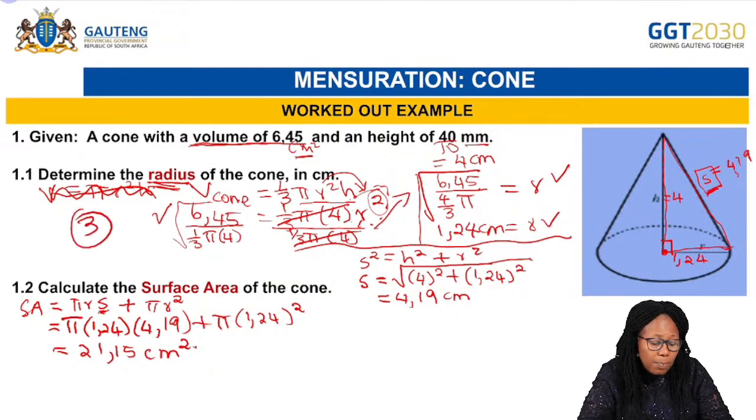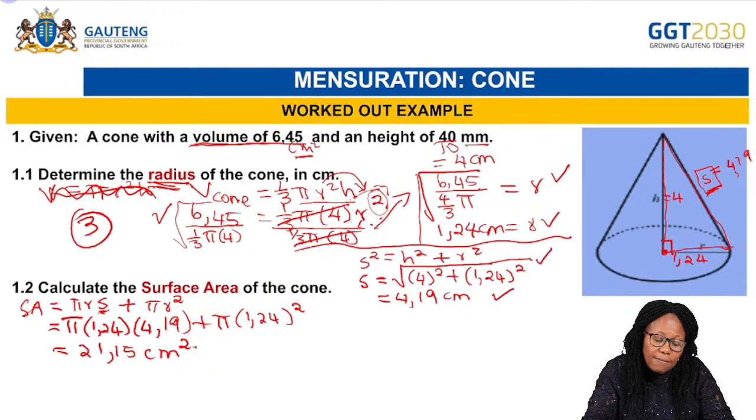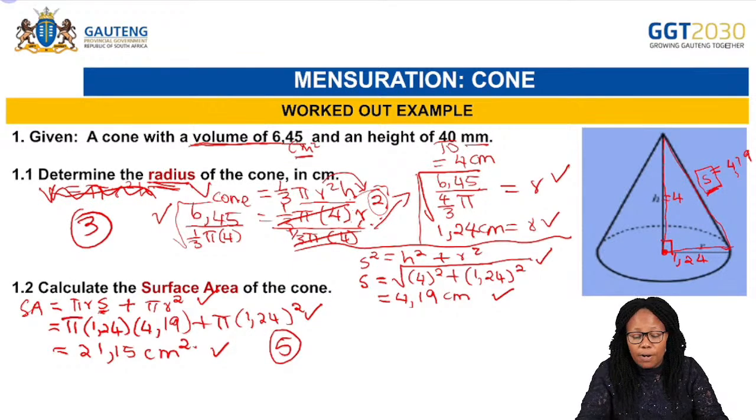And then now for 1.2, number 1 is for finding the S, the slant height. Okay, therefore it will be for using Pythagoras and for finding the value of that slant height. And then now for choosing the correct surface area formula, for substituting into the formula or for the answer. Therefore, this will be worth a total of 5 marks, grade 12. Let's continue now.